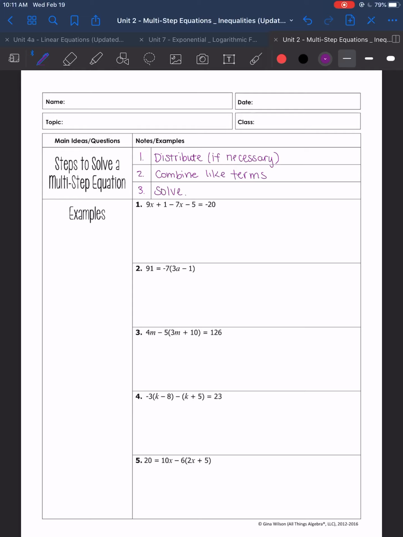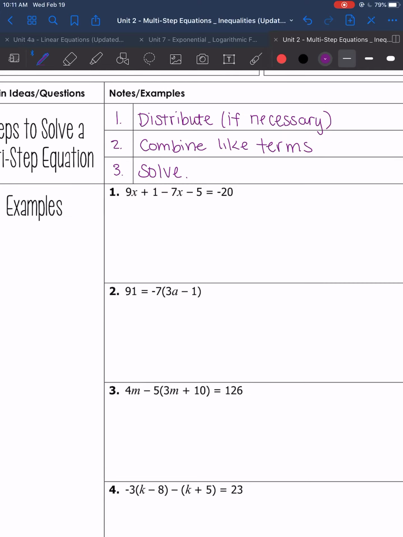So I'm only going to do the first 5, and I'm going to leave the rest for you to do. So to solve, we don't have to distribute here because there's no parentheses in this first one. So we're going to combine our like terms. So my like terms are 9x and negative 7x. So that becomes 2x. And then my other like terms are 1 and negative 5. So that becomes negative 4 equals negative 20.